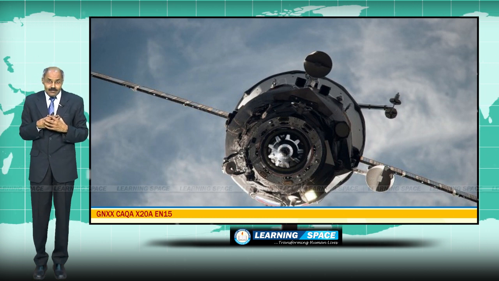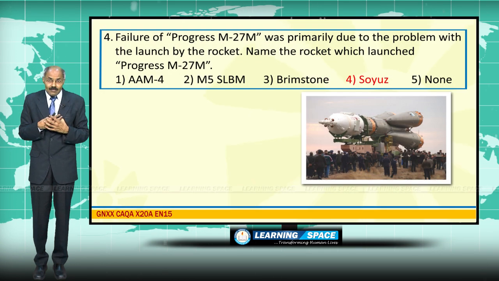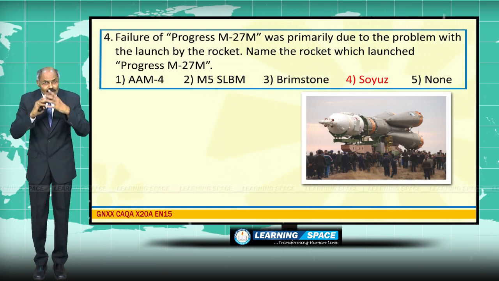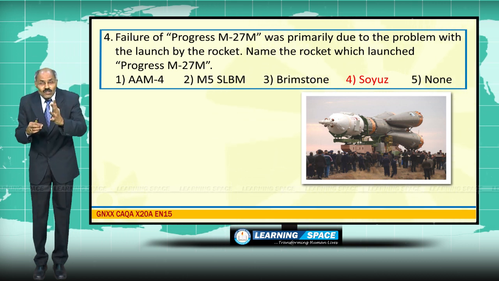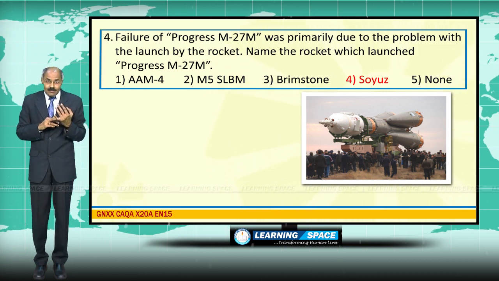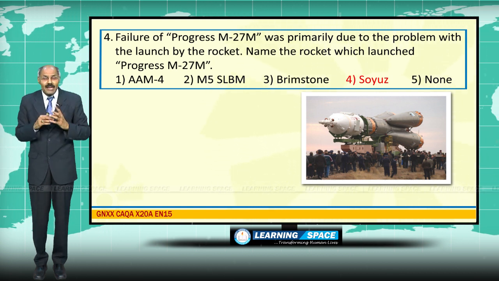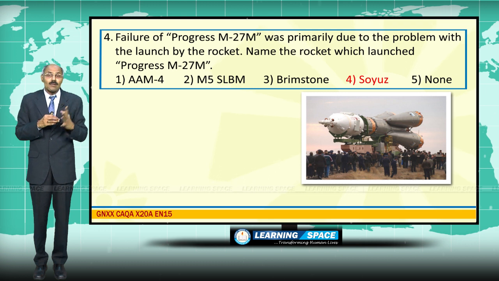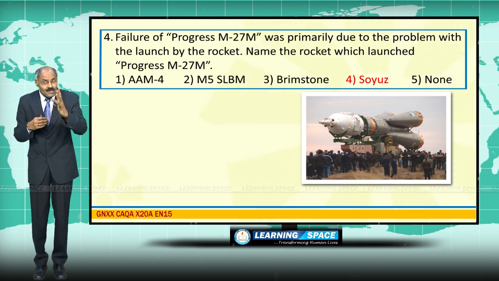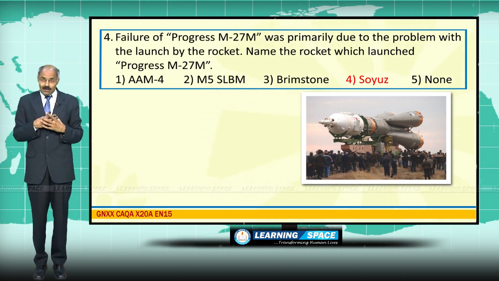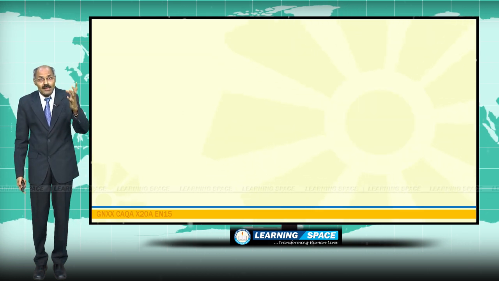But subsequently it failed, and while reaching the Earth's atmosphere back, it was melted into pieces. And this Progress M27M was launched by Russia. Soyuz was the rocket carrying it, and please don't forget, this was launched from Kazakhstan. Right friends, look into the next issue.